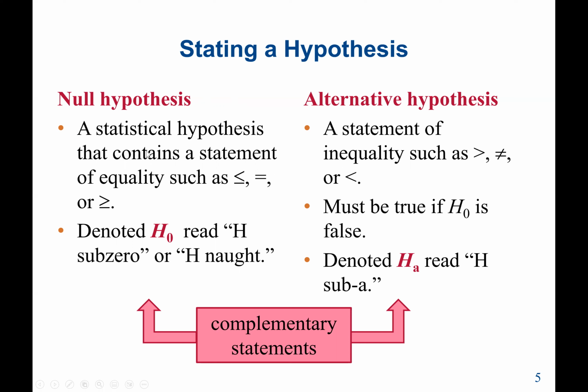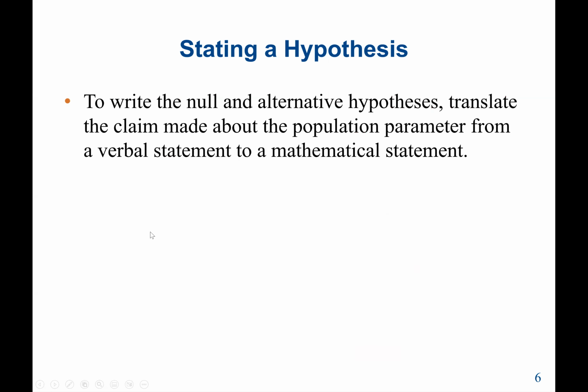Now here we said the two, which are the null hypothesis and alternative hypothesis, are complementary statements. If the null hypothesis is true, then the alternative will be false. If the alternative statement is true, then the null hypothesis will be false. Now, to write the null and also the alternative hypothesis, we need to translate the claim made about the population parameter from a verbal statement to, again, a mathematical statement.